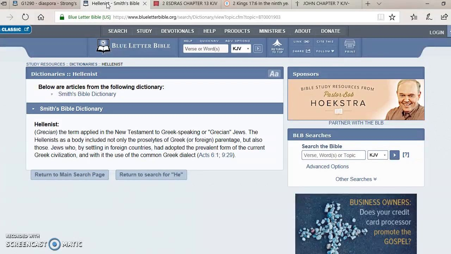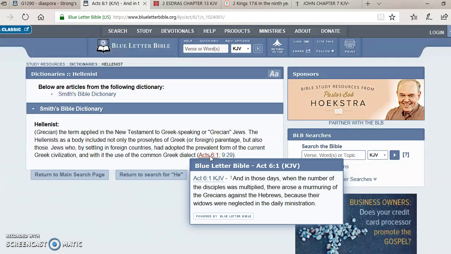Let me read that again. Grecian, the term applied in the New Testament to Greek-speaking or Grecian Jews. Okay? The Hellenists as a body included not only the proselytes of Greek or foreign parentage, but also those Jews who by settling in foreign countries had adopted the prevalent form of the current Greek civilization, and with it they used the common Greek dialect. Boom, okay? Just boom.